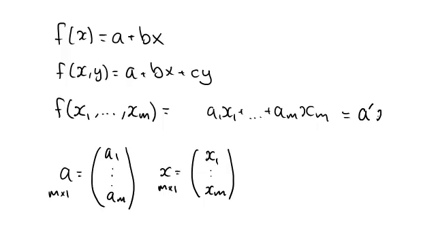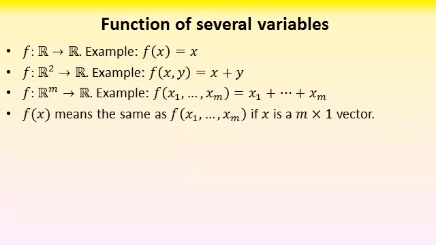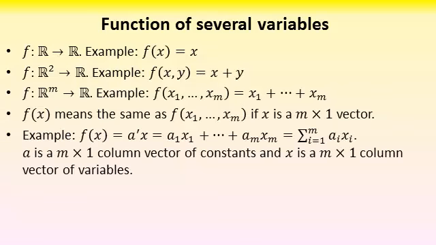We can also write this as a transpose multiplied by x. Checking the dimensions of this, a transpose is 1 by m, x is m by 1. These two match, so that's okay. And the final result will be 1 by 1, which is exactly what we're looking for, as our function f must return a real number. Here is this important example again. A linear function of m variables may be written as a prime x, with a and x being column vectors.